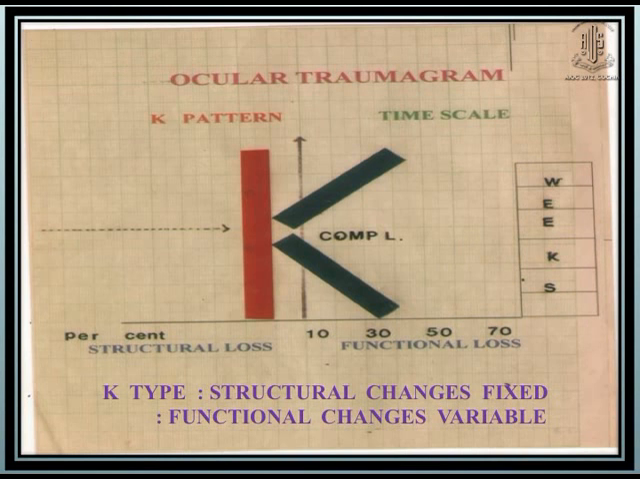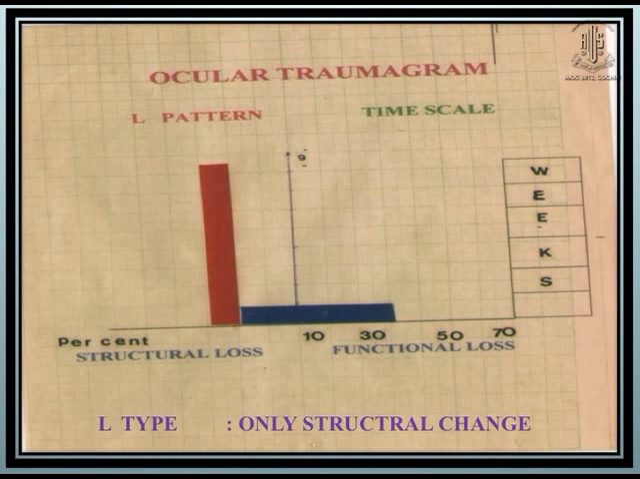In the K pattern, structural changes are fixed, but the functional changes are variable. Another is the L-type pattern, where there are only structural changes, and the functional loss is limited and doesn't grow further. So you can have any type of change, and you have to measure the square centimeters within that traumagram and convert them into trauma units.